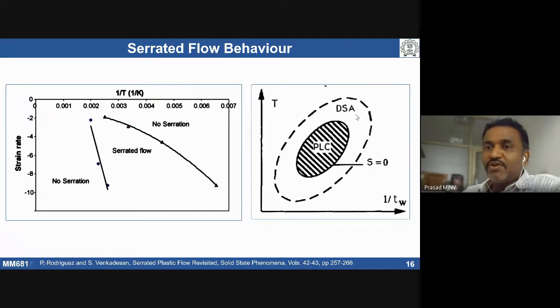PLC, Portevin-Le Chatelier, is one of the dynamic strain aging phenomena, which basically involves negative strain rate sensitivity. In dynamic strain aging materials, some may not show negative strain rate sensitivity, but may show a sensitivity of about 0. So the PLC effect is always associated with a negative strain rate sensitivity, while dynamic strain aging can have strain rate sensitivity from 0 to negative values. So this is about the dynamic strain aging phenomenon of a material. I'll stop it here.